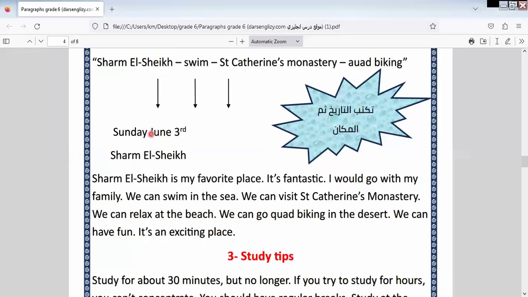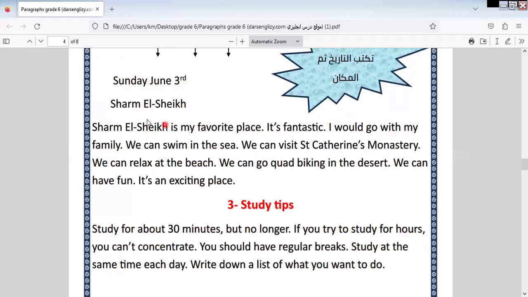Here we have Sunday, June 3rd. Sharm el Sheikh. Sharm el Sheikh is my favorite place. It's fantastic. It's an example of places that I would like to visit. You can write about Sharm el Sheikh, but as we told you during the lesson, Sharm el Sheikh is more expensive. Sharm el Sheikh is my favorite place. It's fantastic. I would go with my family.